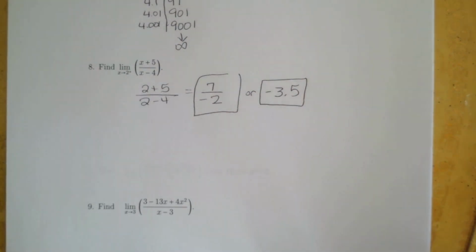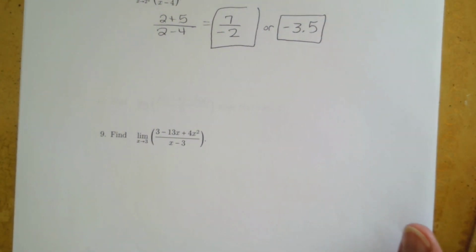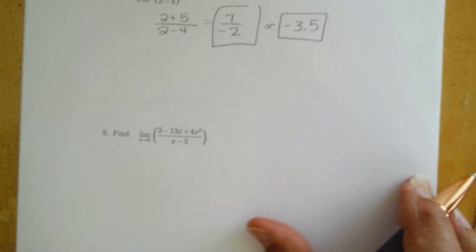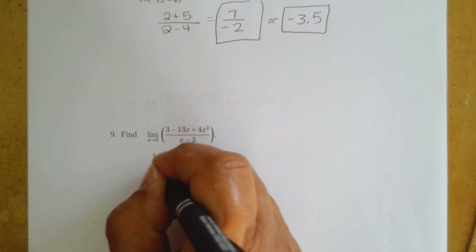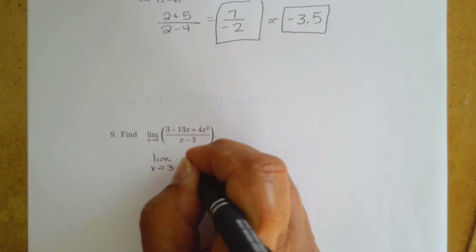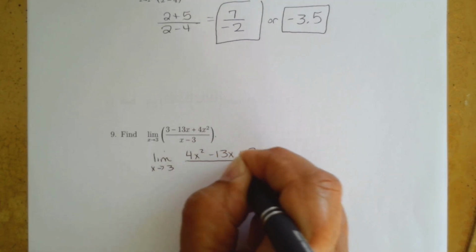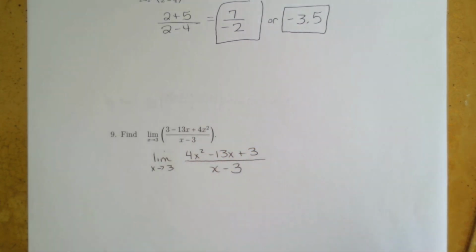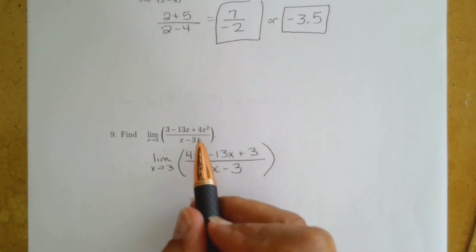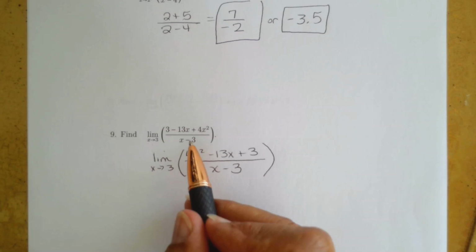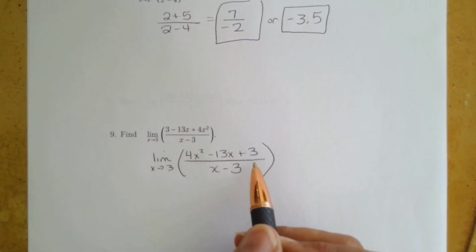All right, number 9. Find the limit as x approaches 3 of 3 minus 13x plus 4x squared over x minus 3. All right, first off, I want to rewrite that because if I have to factor, I need the squared term to be first, so it makes more sense to me. So I'm going to write it this way. Okay, I don't have to do that now, but I like having things in descending order, so I put the positive 4x squared first, the minus 13x, and then that's a positive 3, right?